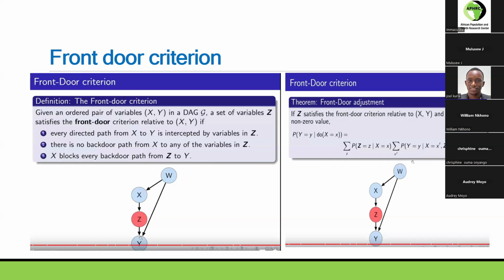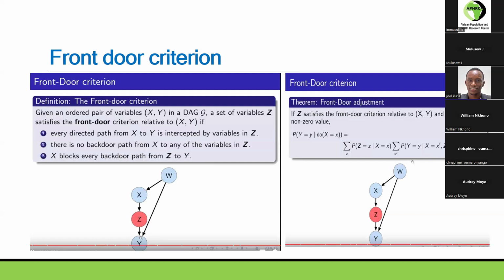A variable could satisfy the front door criteria if it fulfills the following assumptions. One, Z should completely mediate the effect of X on Y. I know in reality sometimes we have partial mediation. I know some of you, for example when you conduct structural equation modeling, may get some partial mediation or so-called indirect paths. But that is not enough to fulfill the front door criteria.